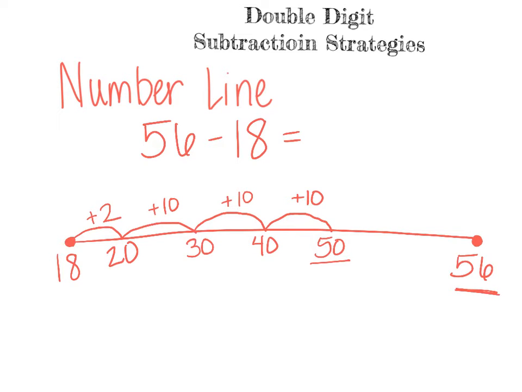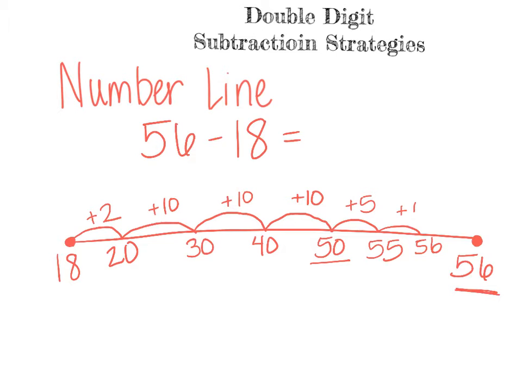So if I wanted to go to the nearest 5, I could do plus 5. So 50 plus 5 is 55. Then I just need to add one more to get to 56.